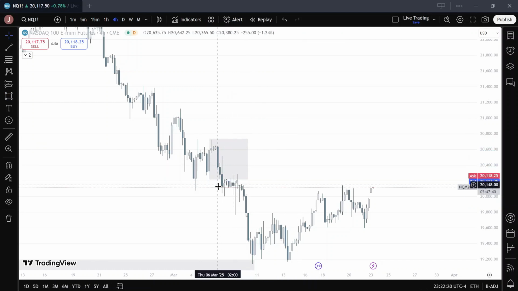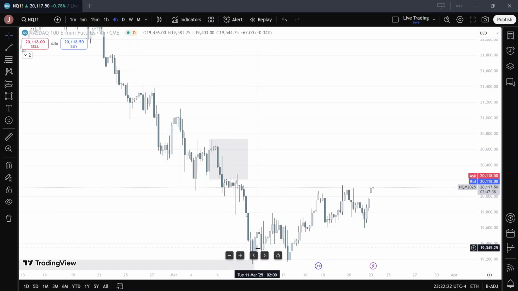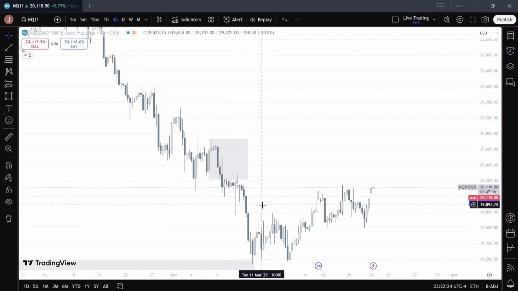So we want to take the wicks of the order block right here. And as you can see, we did return to it and then continue lower, but you also got to remember we're not always going to have this return. So remember that an order block can still be valid without the actual return.